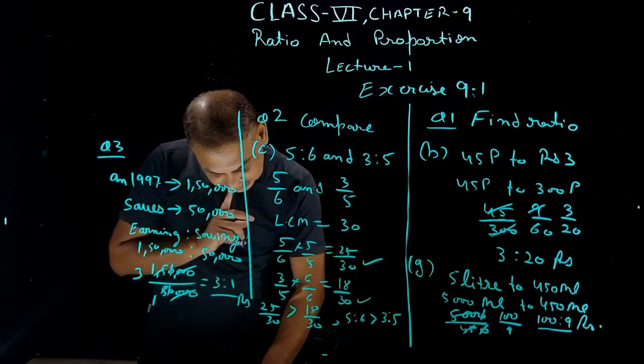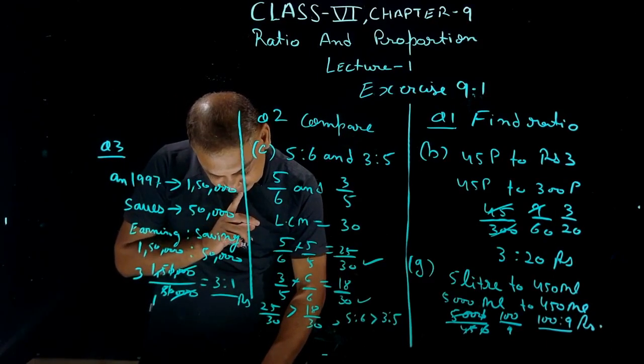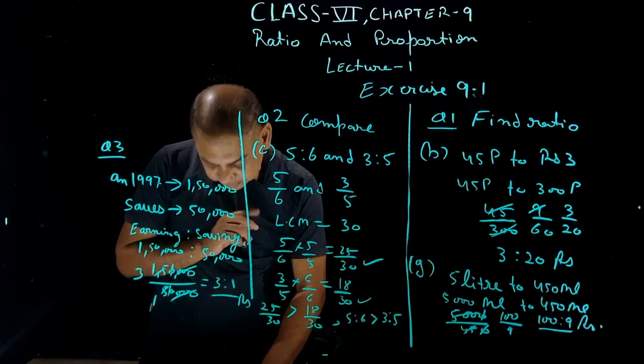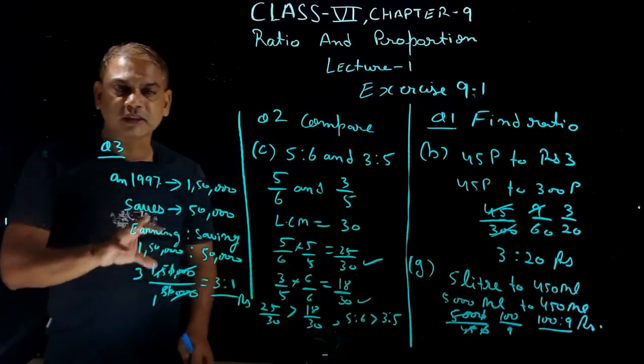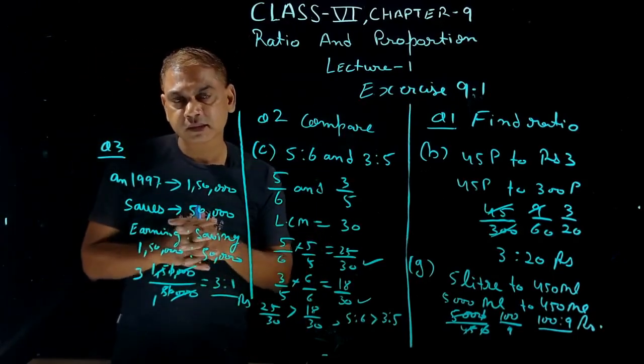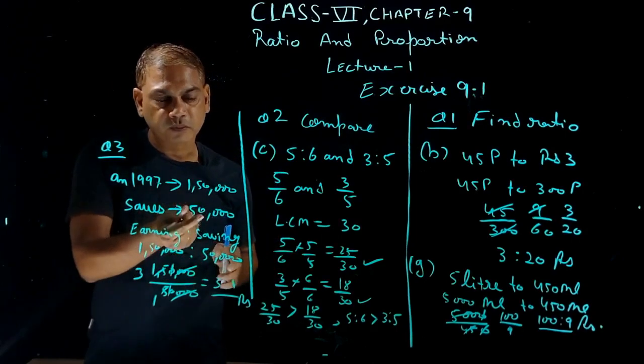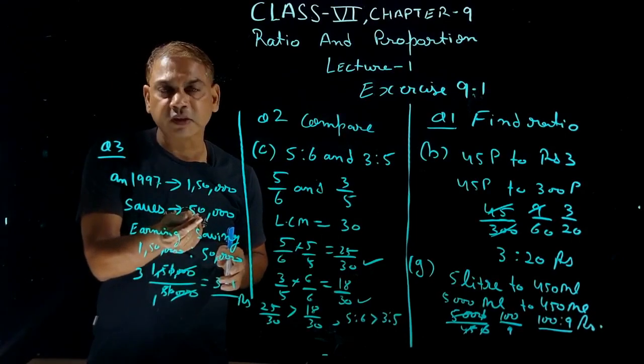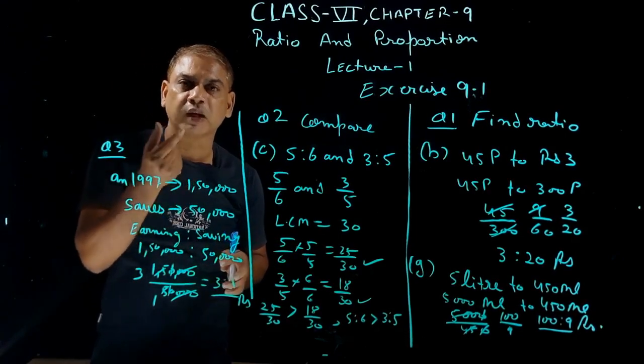Now the money that she saves to the money she spends. Now reverse ratio. How much does she spend? She saves 50,000 and she spends how much? 1 lakh. Okay.